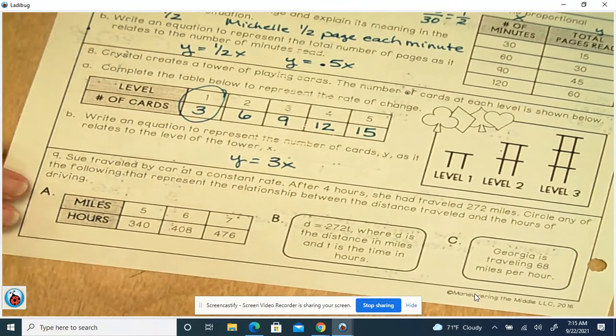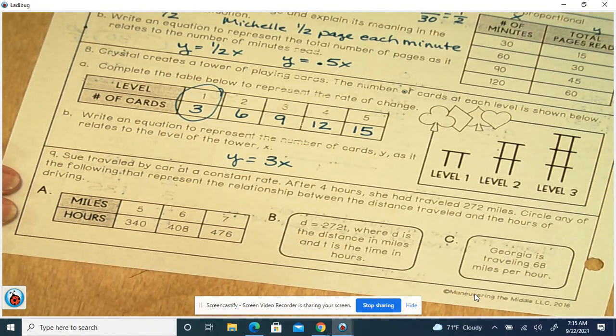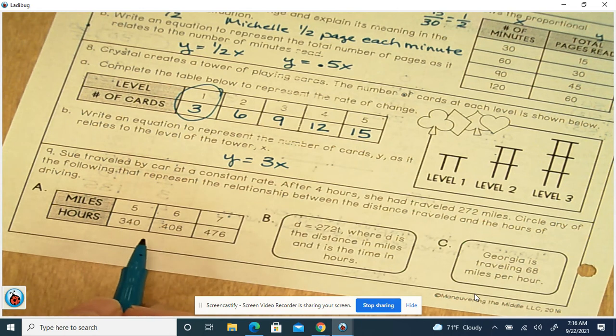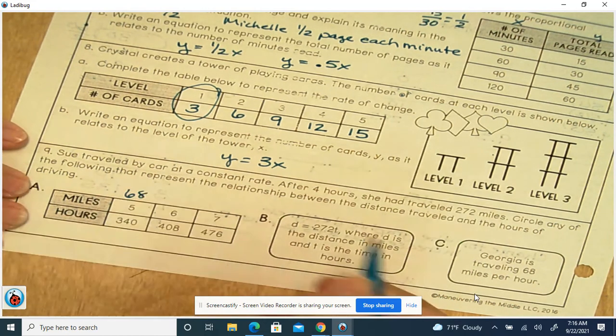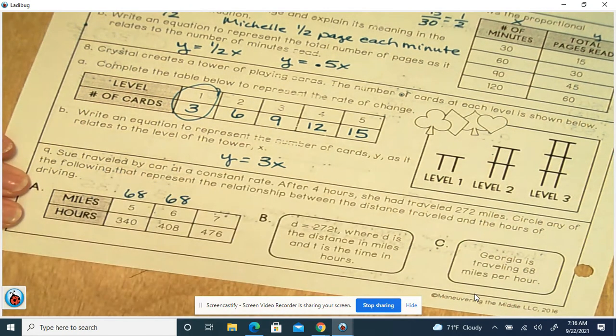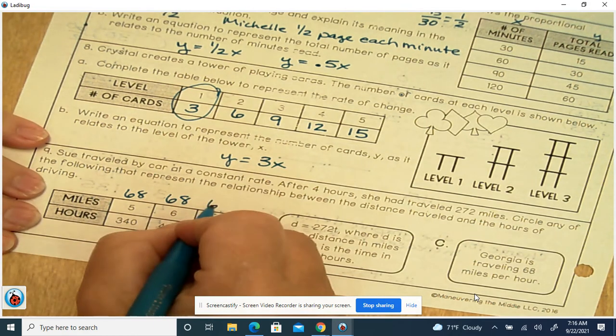And then here, Sue traveled by car at a constant rate. After 4 hours, she had traveled 272 miles. Circle any of the following that represents the relationship between the distance traveled and the hours of driving. So let's do 340 divided by 5. We get 68. 408 divided by 6 is 68. 476 divided by 7 is 68.